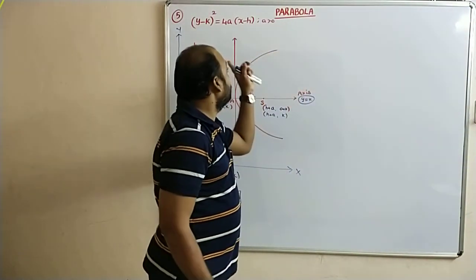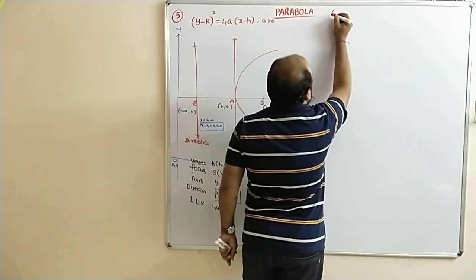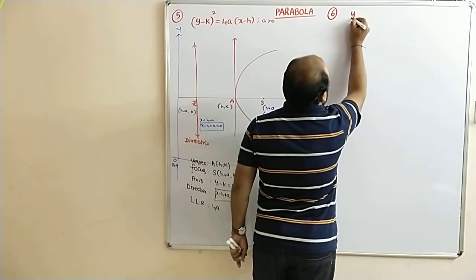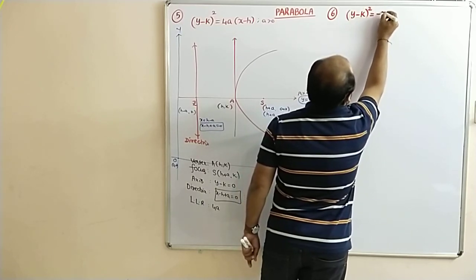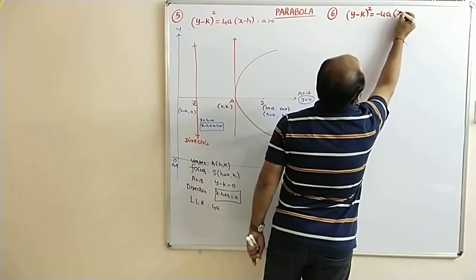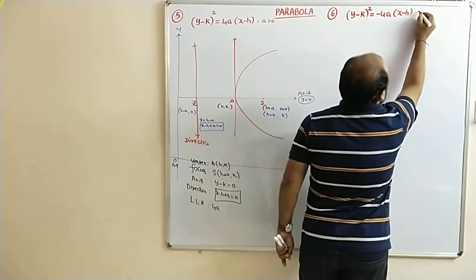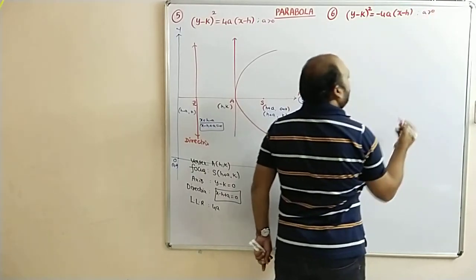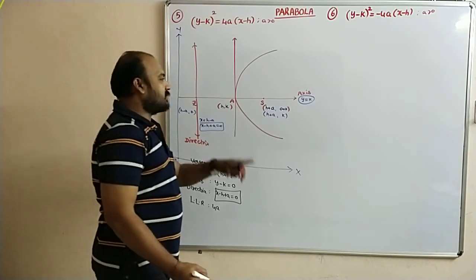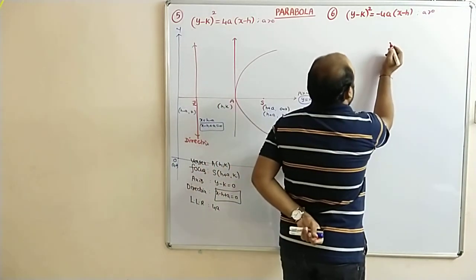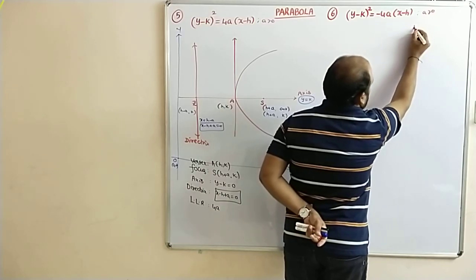Next question, model number 6. The equation of parabola y minus k whole square equal to minus 4a into x minus h, where a is greater than 0. The parabola diagram is the same figure, but the curve is towards the negative x-axis.